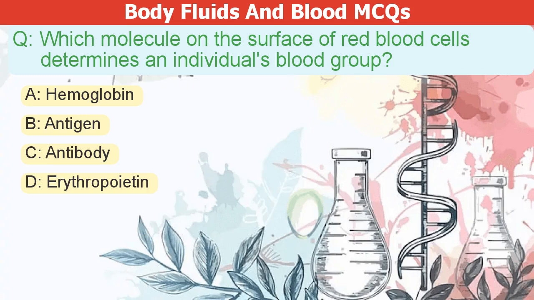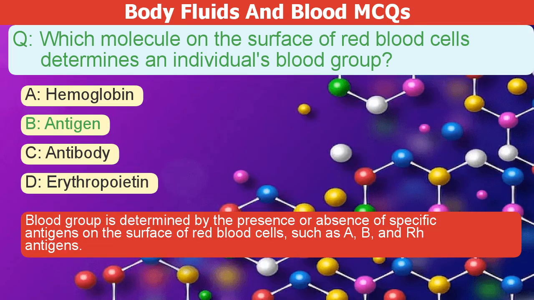Which molecule on the surface of red blood cells determines an individual's blood group? A. Hemoglobin. B. Antigen. C. Antibody. D. Erythropoietin. The correct answer is B. Blood group is determined by the presence or absence of specific antigens on the surface of red blood cells, such as A, B, and Rh antigens.